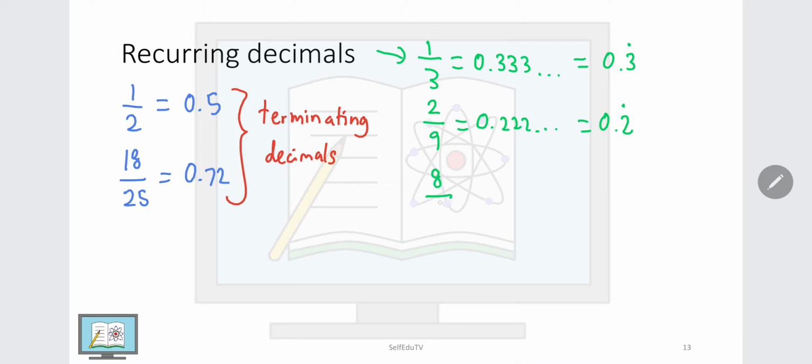How about this one? The digit 3 is repeating. So we just write this form, 0.53 with a dot above the 3 to show that the digit 3 is repeating.